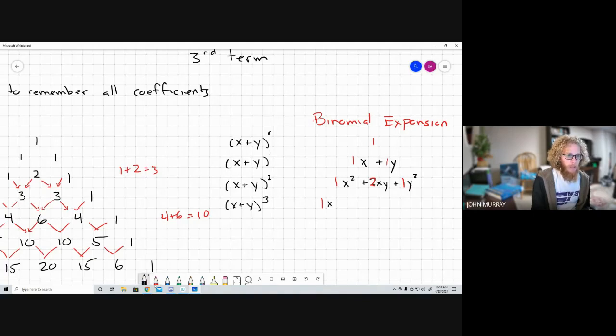1 x cubed plus, well, what are my numbers here? 3. And then here we start to see that trend with my exponents. Plus 3 xy squared plus 1 y cubed.